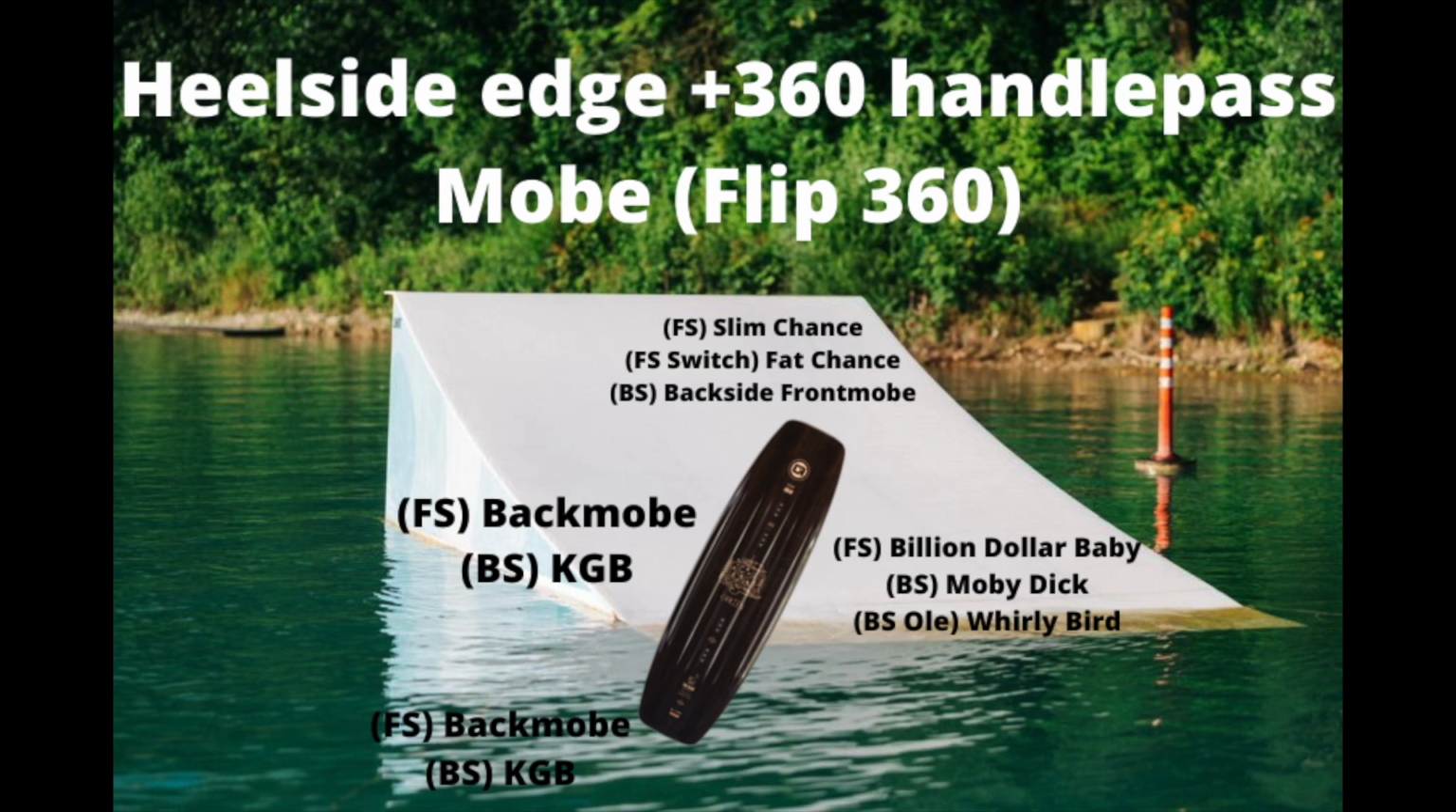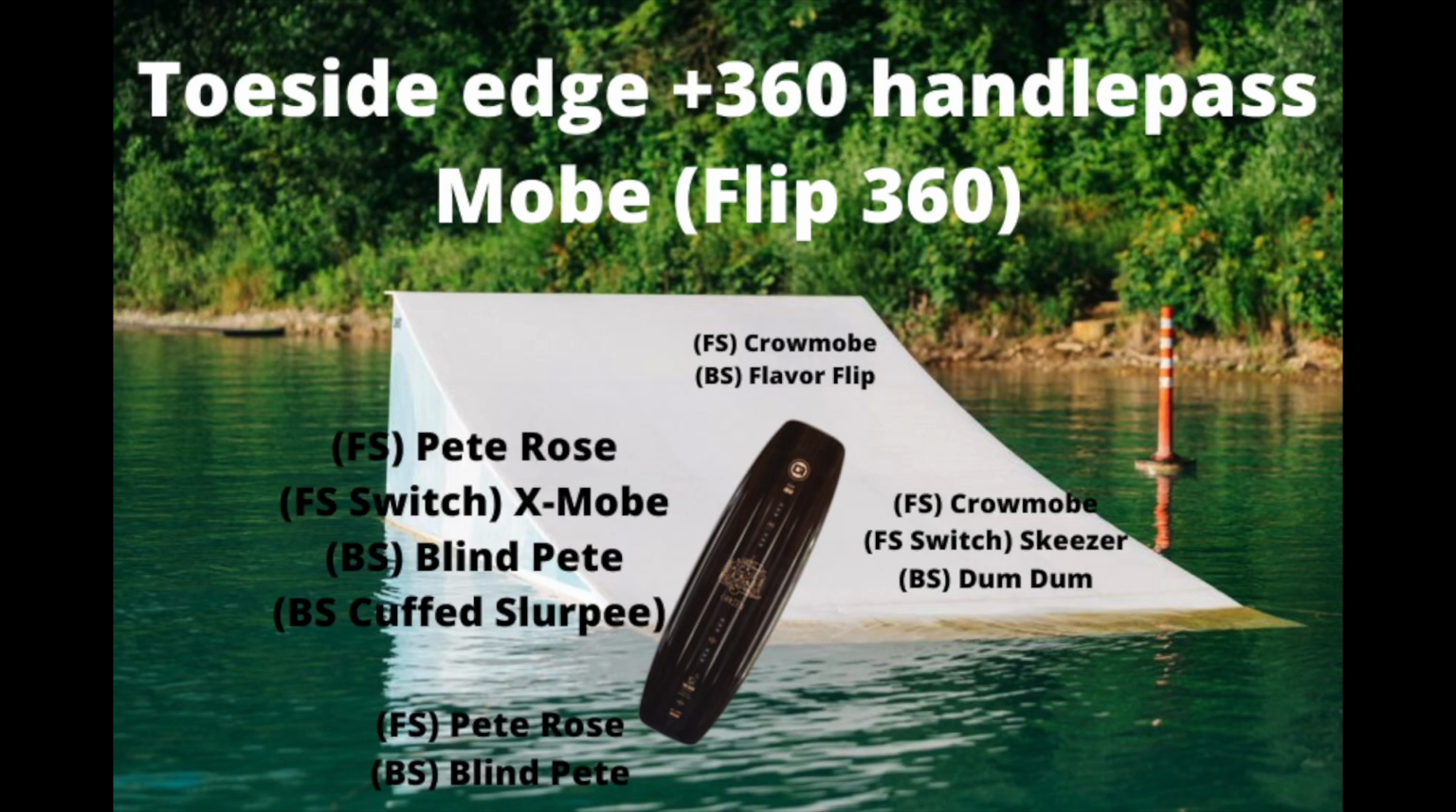And the same applies over your toe side edge. When you spin front side, it's called a back mob, and when you spin backside, it's called a KGB. When you're on your toe side edge and you cartwheel over your nose and do a front side 360, it's called a crow mob. If you do a backside 360, it's called a flavor flip.